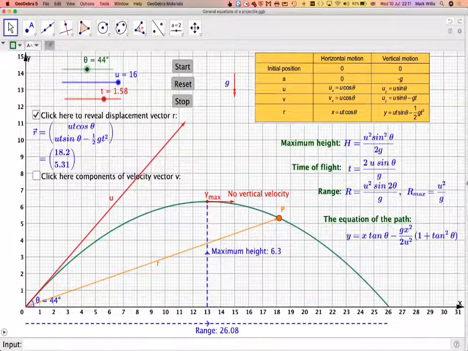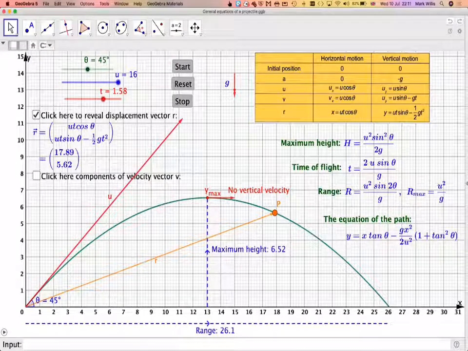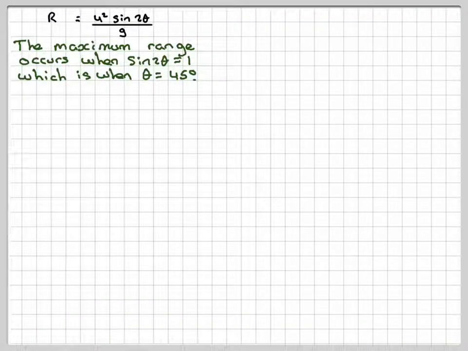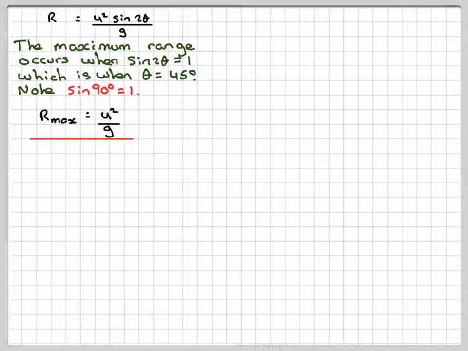It will always be less. So the maximum range occurs at 45 degrees. So that's when sine 2 theta is equal to 1, so the maximum range will always be u squared over g, because sine 2 theta will have to be equal to 1.